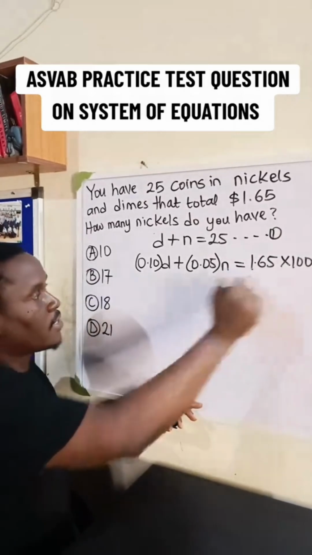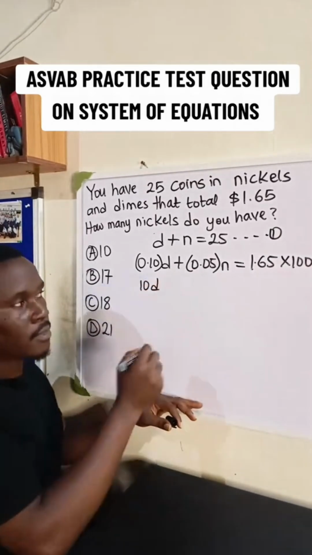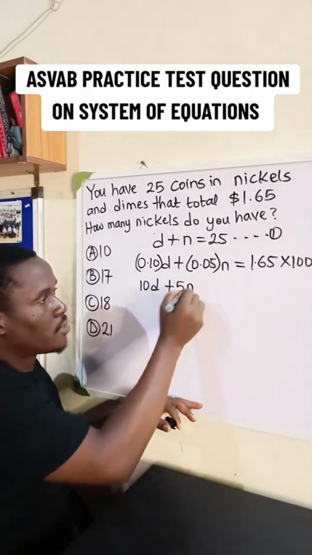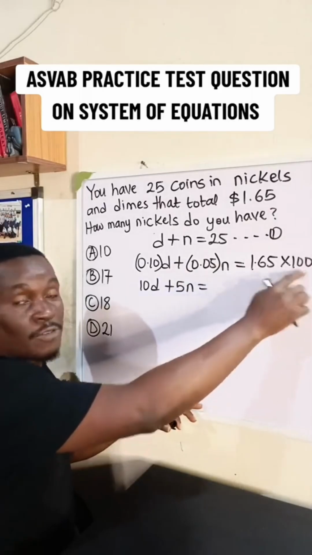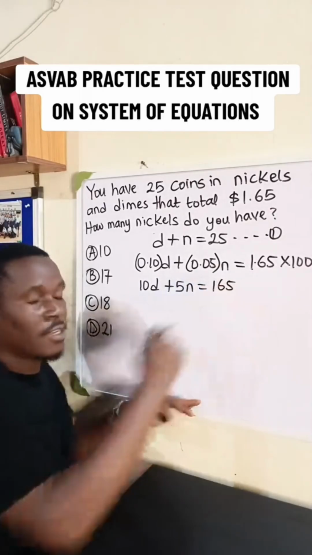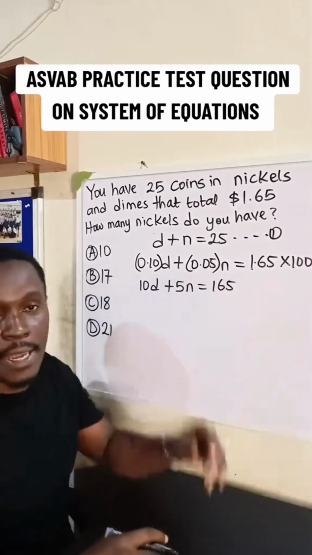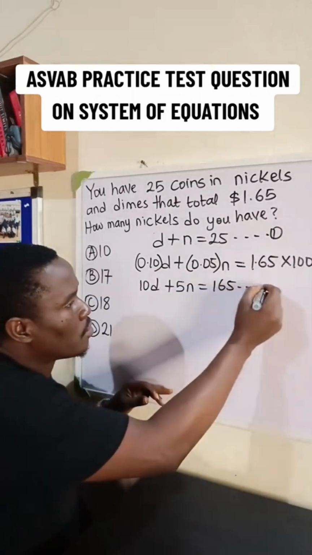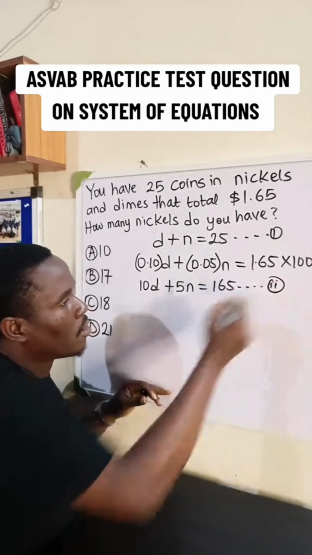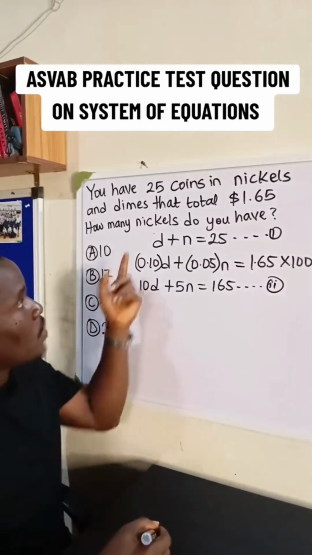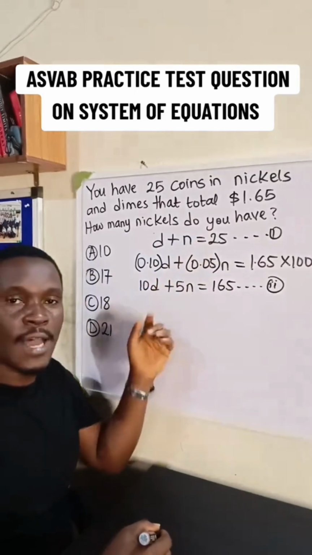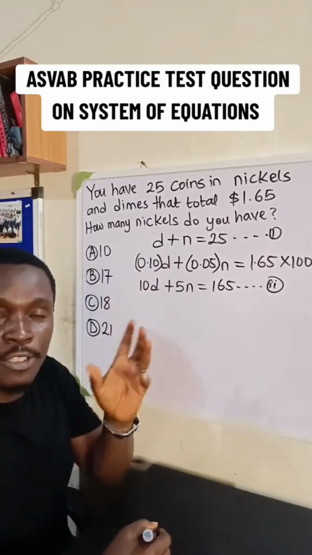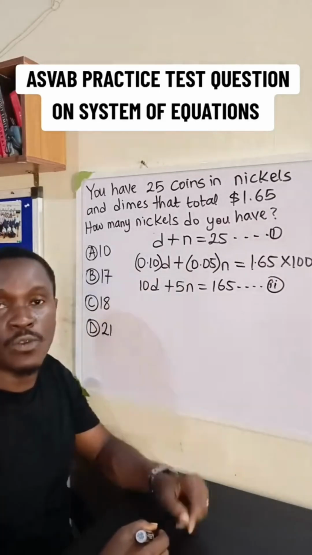0.10 multiplied by 100 is going to give us 10 dimes, plus 0.05 multiplied by 100 is going to give us 5 nickels. It's equal to 1.65 multiplied by 100, which is going to give us 165. The same thing, as long as we multiply by 100 throughout the equation. So we can call this equation 2. Next, since we are looking for nickels, but equation 2 has both dimes and nickels, we can go to equation 1, make dime the subject of the formula, and then substitute into equation 2.